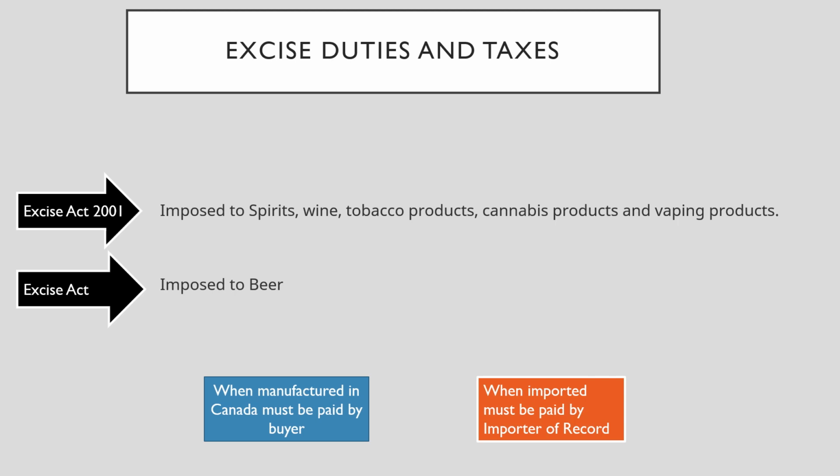Now let's talk about excise duties and taxes. So as per the Excise Tax Act, 2001, you can find the taxes imposed on spirits, wine, tobacco products, cannabis products, and vaping products. And then under the Excise Act, you will find the duties imposed on beer. So when these goods are manufactured in Canada, the buyer is the one who pays these duties, right? But when they are imported, they must be paid by the importer of record.